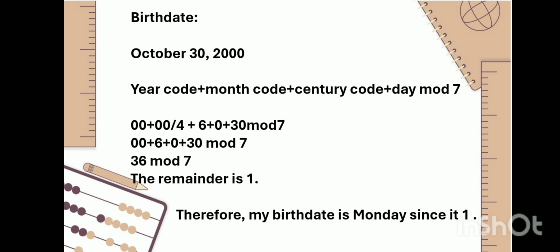Add it to the date, which is 30, and we get 36 modulo 7. So 36 divided by 7, the remainder is 1. So the day of my birthday is Monday.